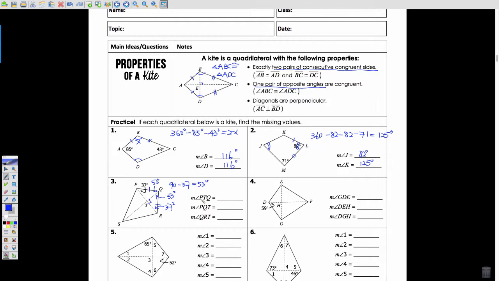I'm asked to find PTQ. PTQ is obviously 90 degrees because of this property. Diagonals are perpendicular in a kite. PQT I just solved is here, 53 degrees. And QRT I solved here. That's 37 degrees.